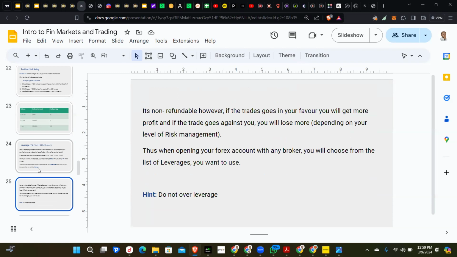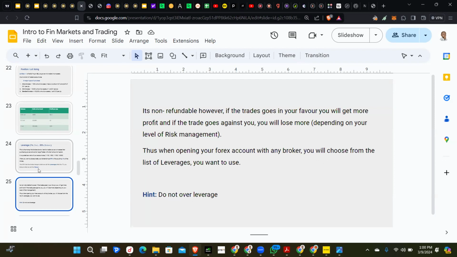However, if the trade goes in your favor, you will get more profit. And if the trade goes against you, you will lose more, depending on your level of risk management. So risk management is very, very important. It's like the hallmark of trading. We will still come to risk management. This is just an introduction.